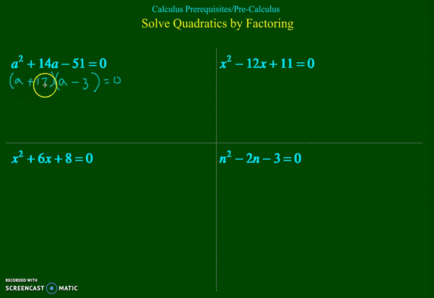Because this factor times this factor equals 0, we're going to use the zero product rule, which means that if 2 values multiply together to give you 0, one of those 2 has to be 0. That's the only way you're going to get 0 on the other side. So let's assume for the sake of discussion that it's this term that's 0. So a plus 17 equals 0. Solving for a, a equals negative 17. Now let's assume it's this one. a minus 3 equals 0, a equals 3. So our solutions are a equals negative 17 and 3.